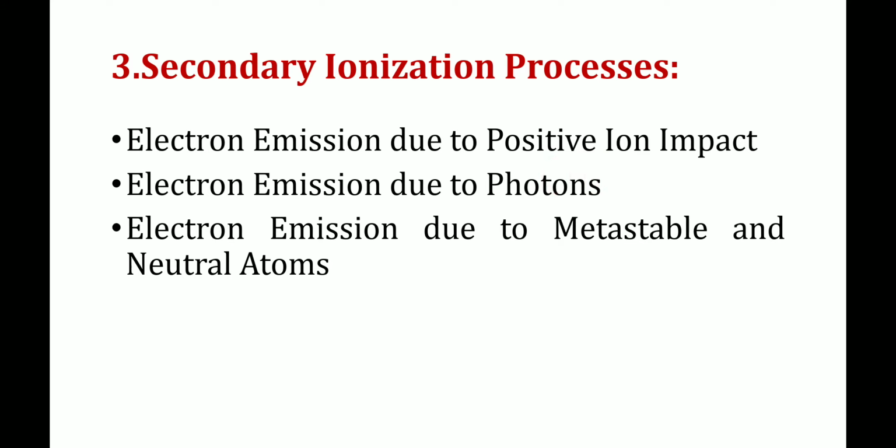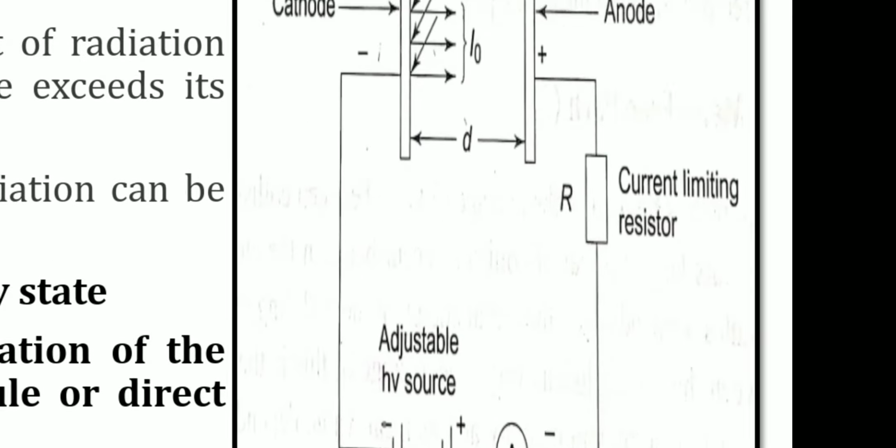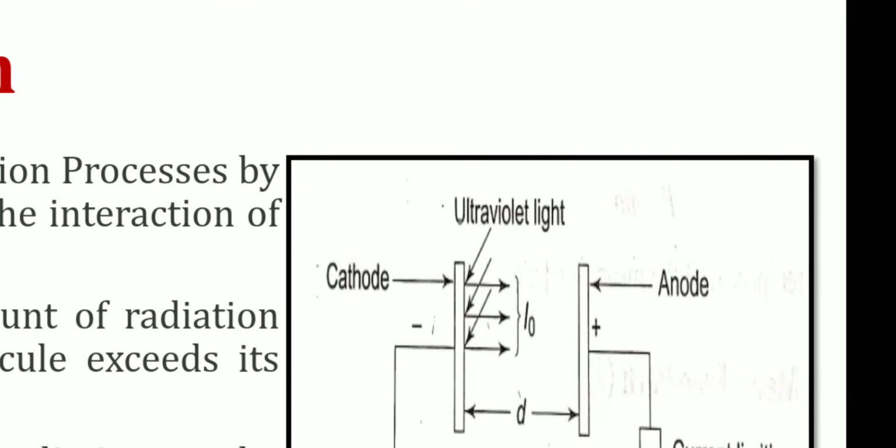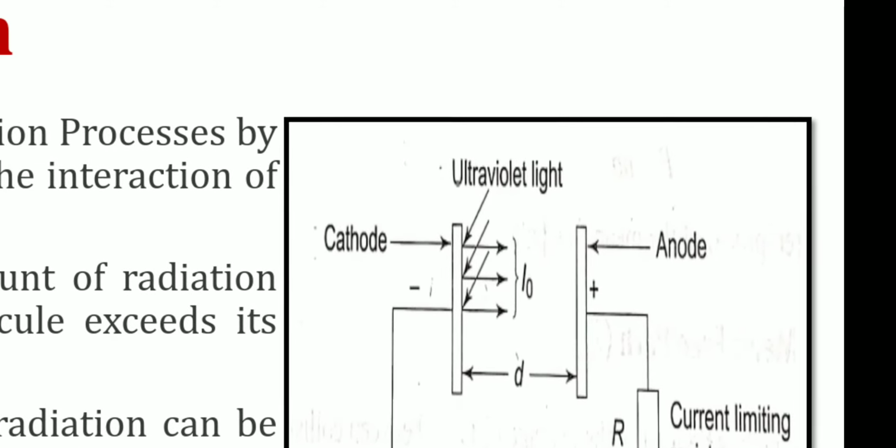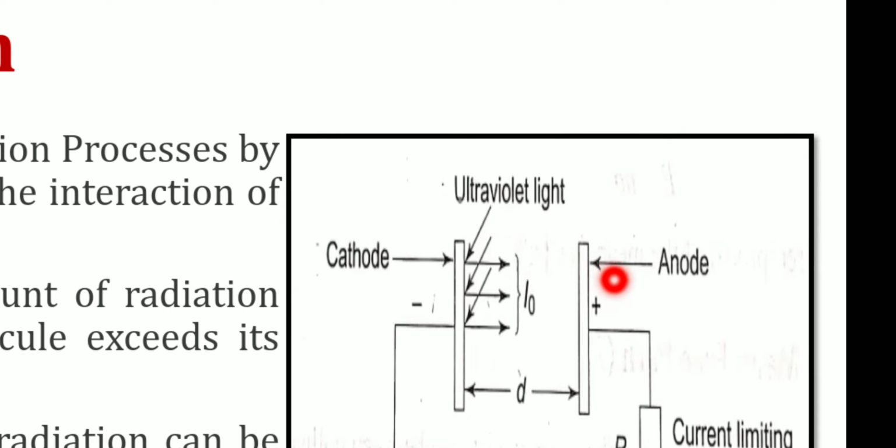Getting my point? Next, a positive ion which is approaching the metallic cathode can cause the emission of electrons. So what I told here, a positive ion, A plus, is approaching the metallic cathode. It does not move towards the anode. Why? Because it is positively charged, and opposite charges attract each other here. Then obviously that positive ion will move towards the cathode only.